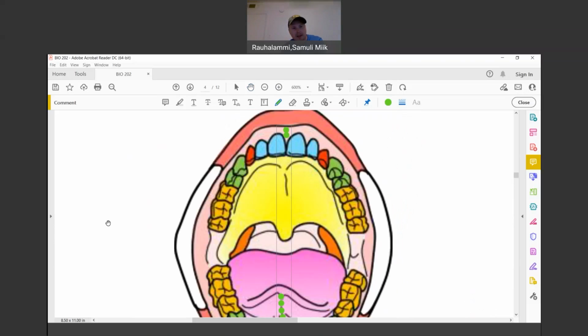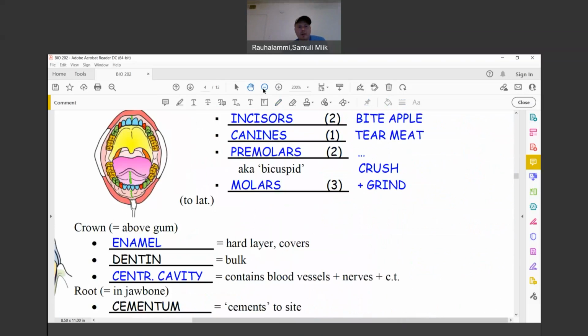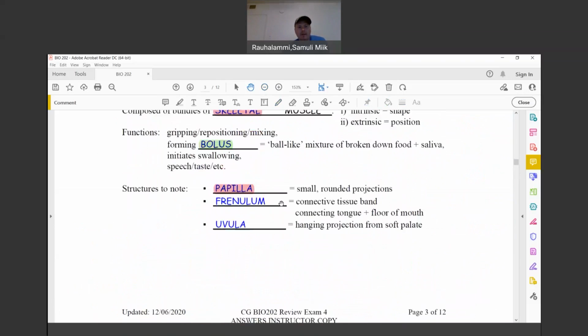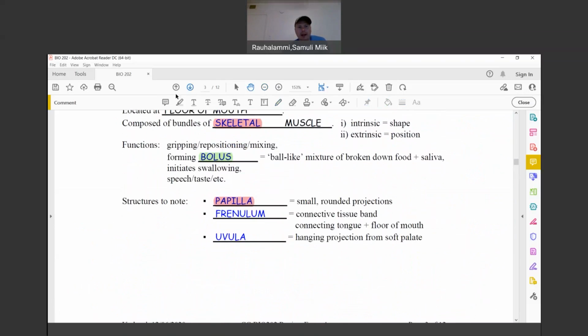Oh, I don't know what I did there. Let's see if we can fix that. So that was the structure of frenulum that I wanted to share with you.